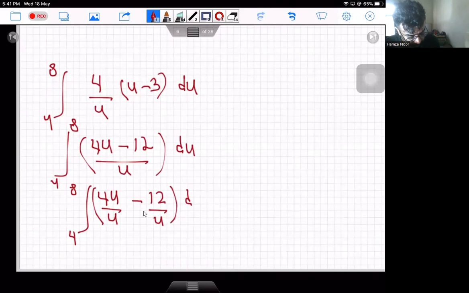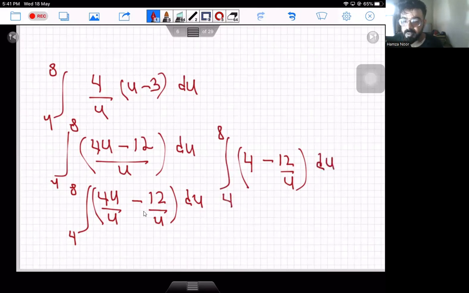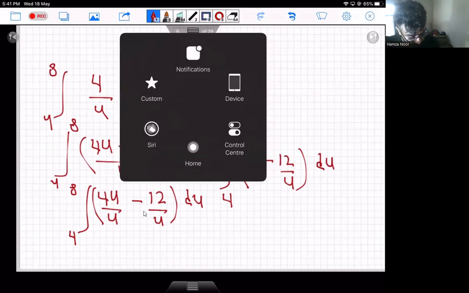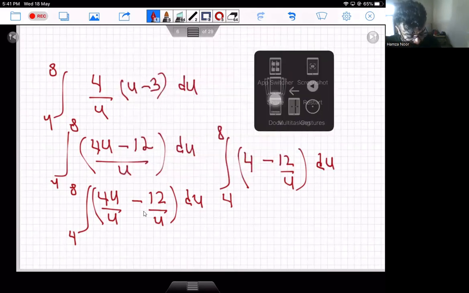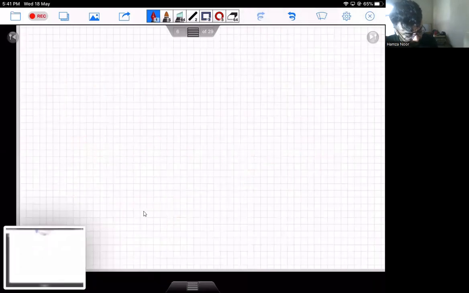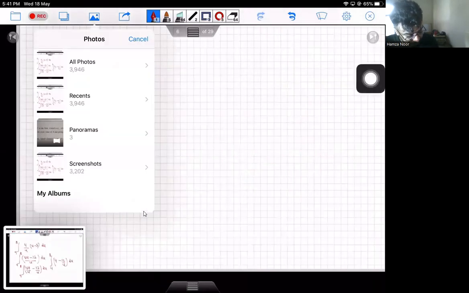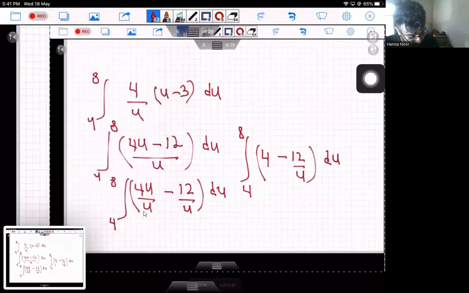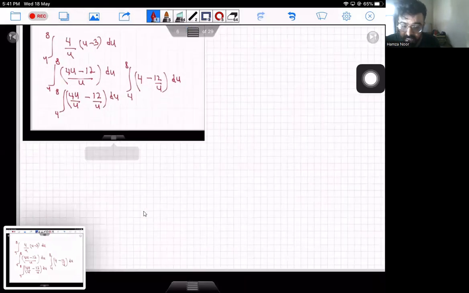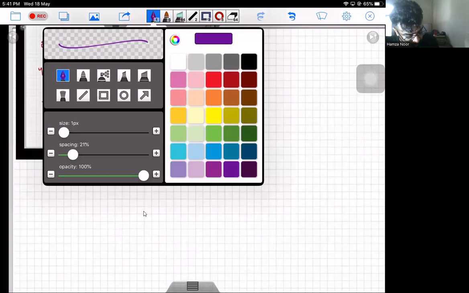We need to integrate this with respect to u, and then we can simplify it like this: 4 minus 12 over u. And this is basically the function which we need to integrate now. As simple as that. So when 4 is integrated with respect to u, it becomes 4u. Let me just take a screenshot over here and make some space on this page. So when we integrate 4 with respect to u, we will get 4u.